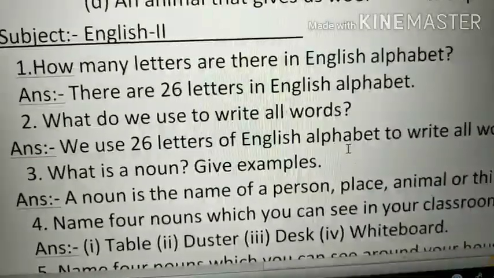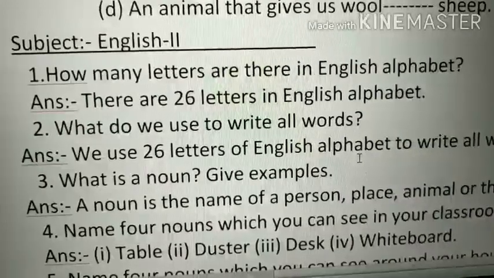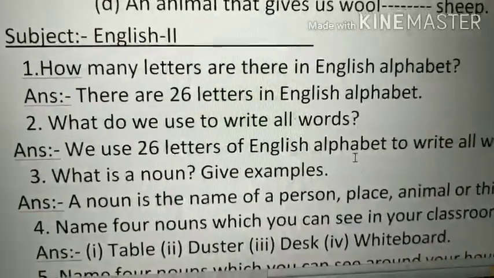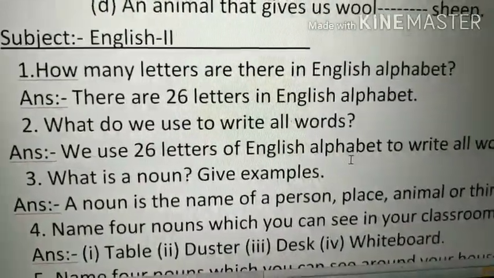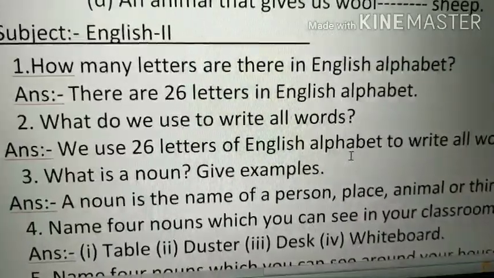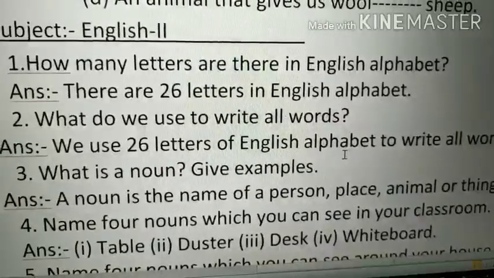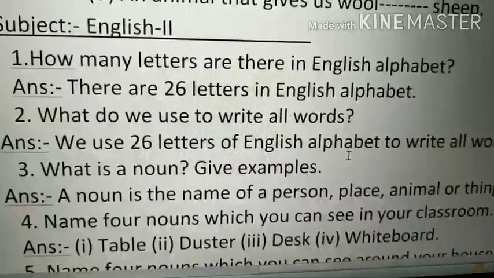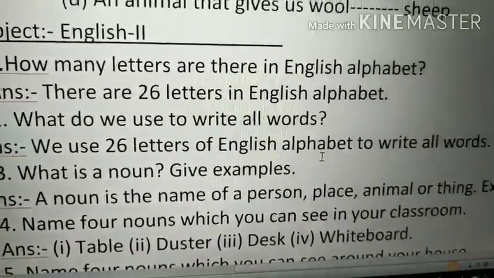Now subject English 2 for class 1. How many letters are there in the English alphabet? There are 26 letters in the English alphabet. Question number 2. What do we use to write all words? We use 26 letters of the English alphabet to write all words.